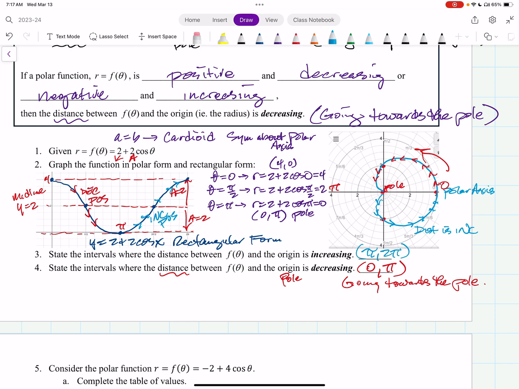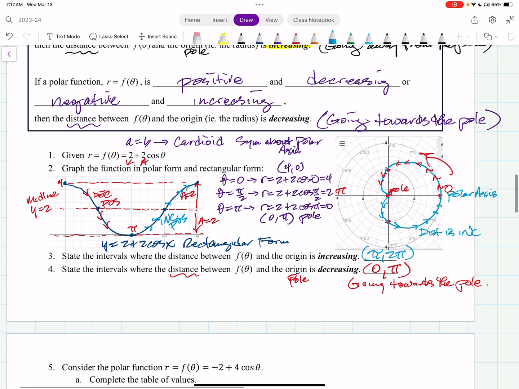And that's what you're basically going to have to do by yourself. You're going to have to graph functions using prior skills in rectangular form on the xy plane. Then you have to sketch it as a polar function on the polar grid. And then be able to tell on the intervals where the distance is either increasing or decreasing. All right, so now it's your turn. Get into your homework here.